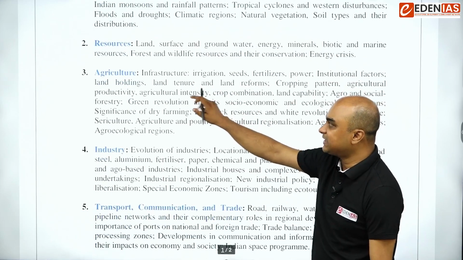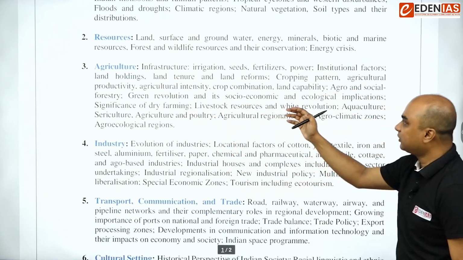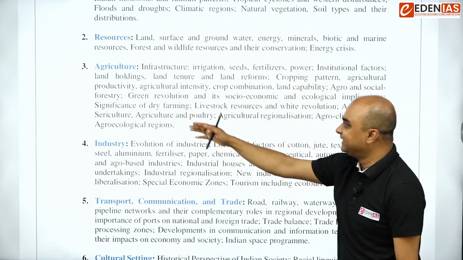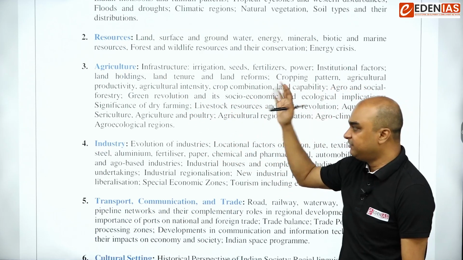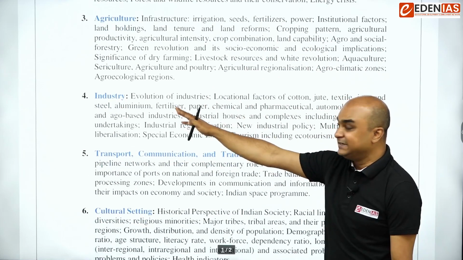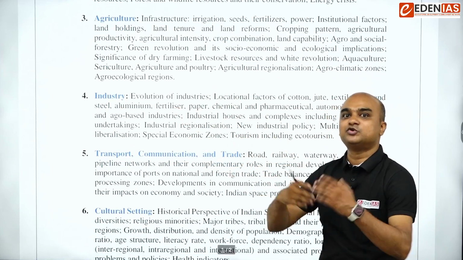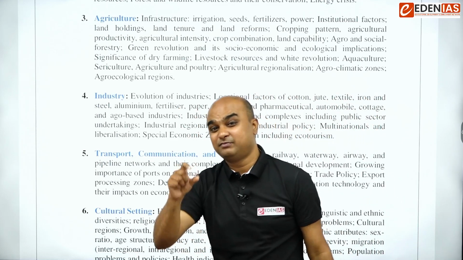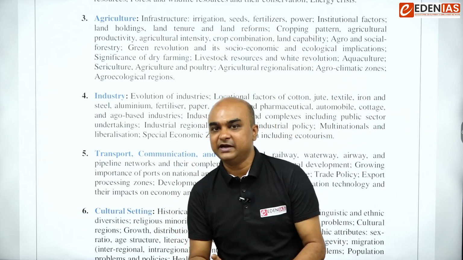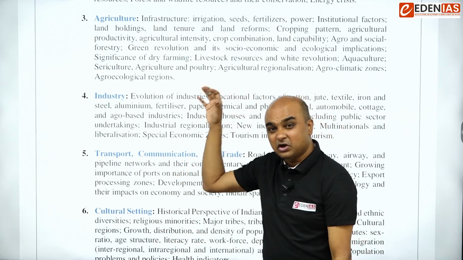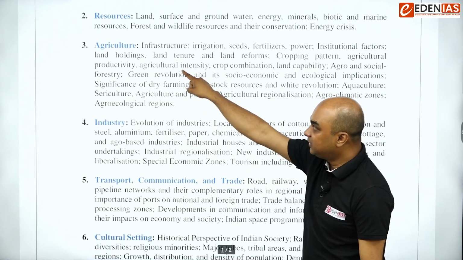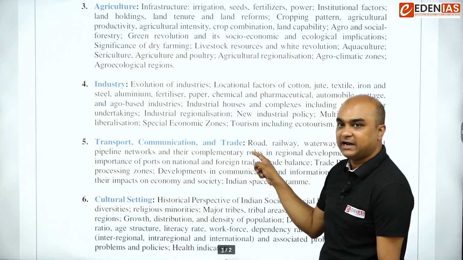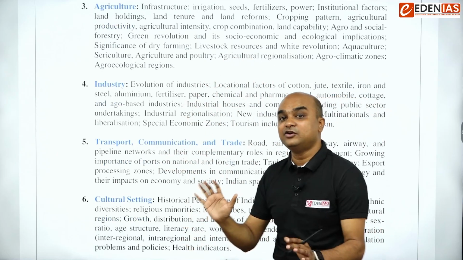The third unit deals with agriculture of India. It talks about cropping pattern, agricultural productivity, agricultural intensity, the Green Revolution and socio-economic benefits, etc. The fourth unit is industry with respect to India, like evolution of industries, distribution of industries and industrial problems, all of which you have to read in the geographical context. Third unit, agriculture. Fourth unit, industry. And fifth unit, transport, communication and trade. They are actually economic geography.